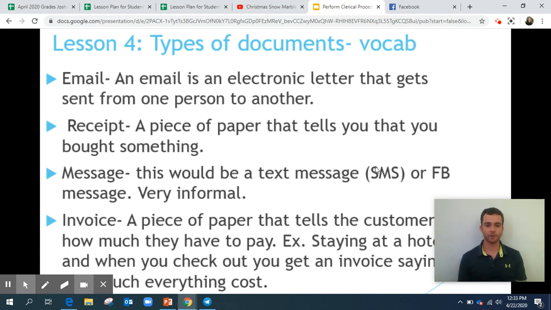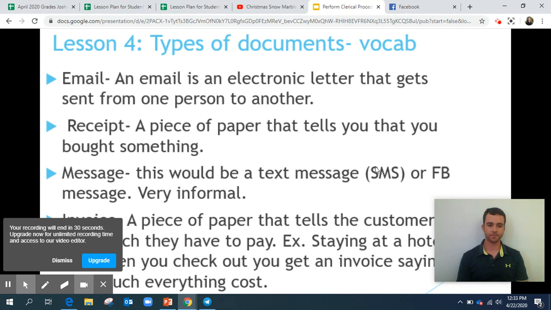An example would be I stay at a hotel, and at the end of my stay, I get a piece of paper that tells me all the things I did. I ate at this restaurant, I went to this spa, I bought this and I bought that. They give me the invoice, and I look it over to make sure it's correct. Then I say, yes, this is correct, and I pay. And then they give me a receipt. So it's invoice and then receipt.